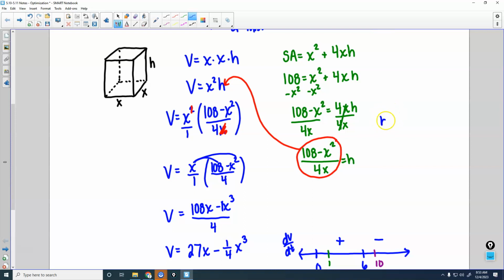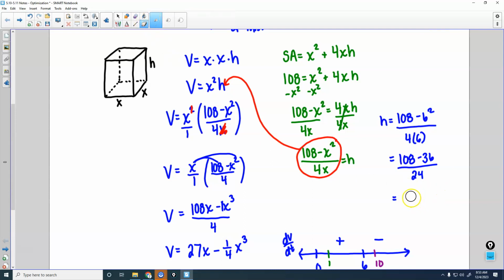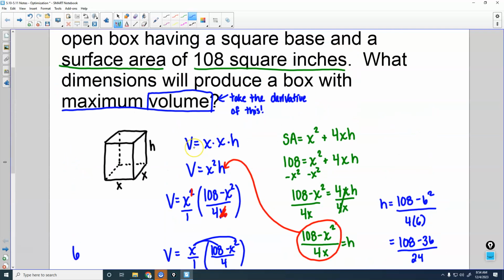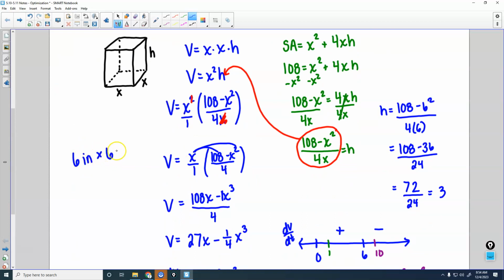So if I just go over here to the side and do that, h is going to equal 108 minus 6 squared over 4 times 6, which is going to be 108 minus 36 over 24. And let's see, 108 minus 36 is 72. Is that right? I think. Over 24. And that's 3. Right? So my dimensions for this would be 6. Was this inches, feet? What was it? Inches. 6 inches by 6 inches by 3 inches. That would be the dimensions that would give you the biggest volume for this.